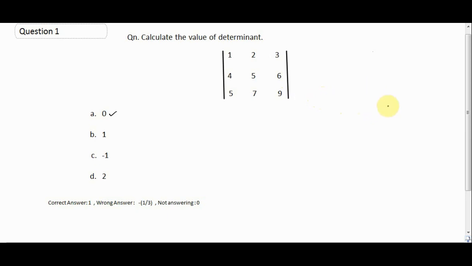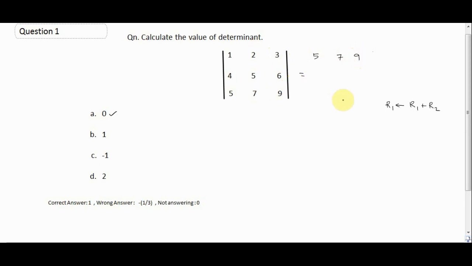So here I am going to rewrite R1 in terms of R1 and R2. I am going to rewrite it as R1 plus R2. So determinant value should not change as per property number 5. And when I do this manipulation, this 1 changes to 1 plus 4, that is 5. And this 2 changes to 2 plus 5, that is 7. And this 3 changes to 3 plus 6, that is 9. And the other 2 rows remain the same.